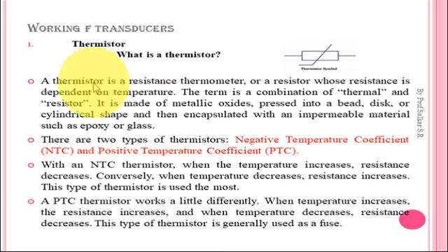So here is the definition of a thermistor. A thermistor is a resistance thermometer or a resistor whose resistance is dependent on temperature. In simple terms, a thermistor is a transducer whose resistance changes with the change in temperature. As the temperature of the thermistor goes on changing, the resistance changes automatically. The term is a combination of thermal and resistor, as I have already told. It is made up of metallic oxide. Remember, it is thermal plus resistor, that is, a type of resistor whose resistance changes with change in the temperature.